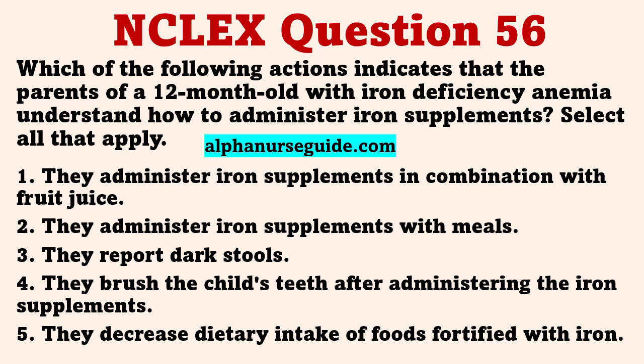The correct answers are 1 and 4. Parent teaching concerning a child with iron deficiency anemia should include directions about giving iron combined with fruit juice in divided doses between meals and with a dropper for a 12-month-old or through a straw for older toddlers. Iron stains teeth, so brushing the teeth and administering liquid iron through a dropper or straw are necessary to prevent staining the teeth.